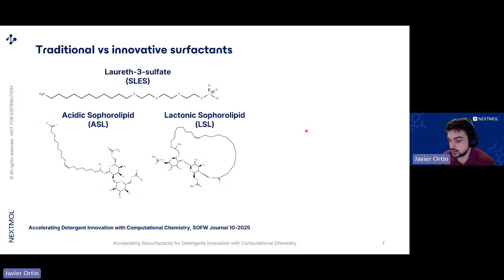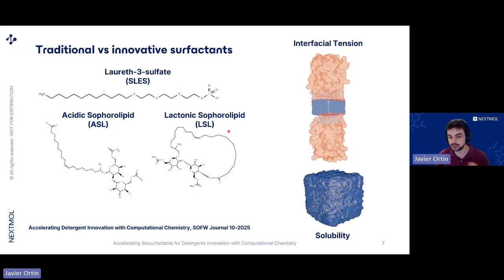So today we are bringing a case study just to showcase how this can be performed. We are going to show how the substitution of this classical surfactant, laureth 3-sulfate, can be assessed on some properties, and we are going to do so by the substitution by this acidic sophorolipid and the lactonic sophorolipid. We are going to focus on two different properties, how this substitution affects them: the interfacial tension and the solubility. All the information that I am going to show next is part of an article that you have the reference here, and if you want more information, you will find a more detailed version in the article.